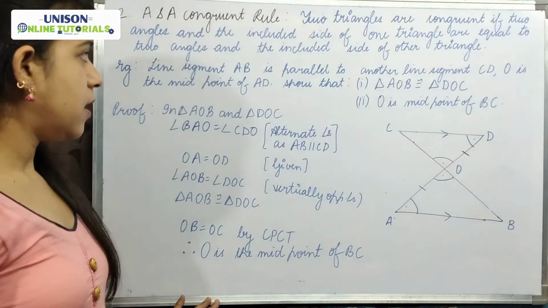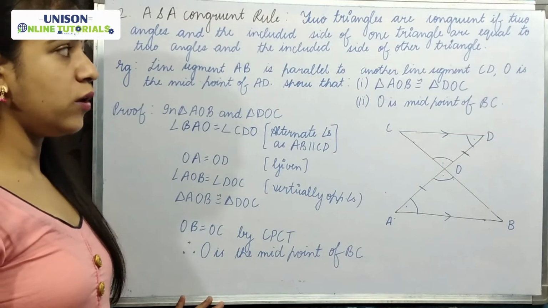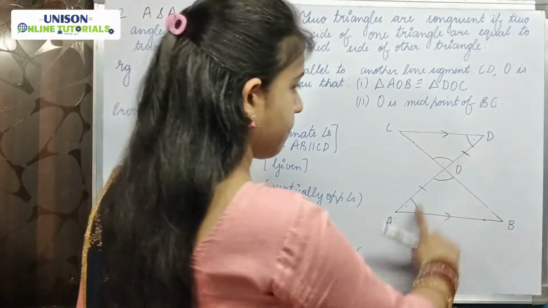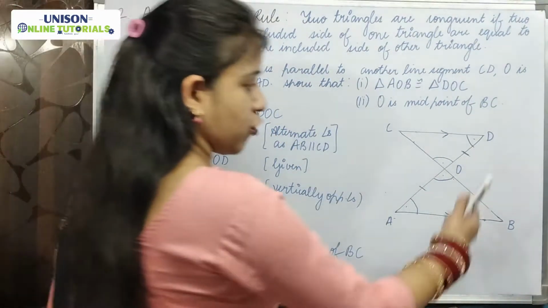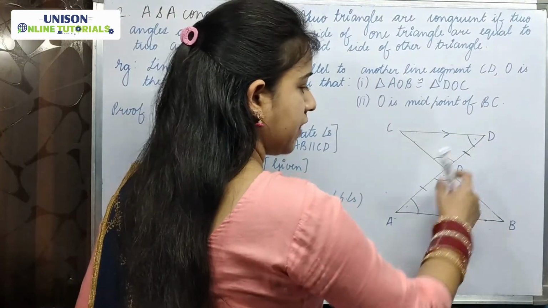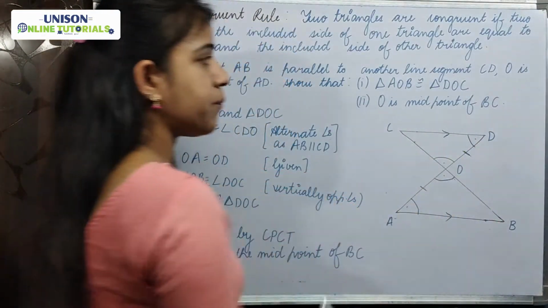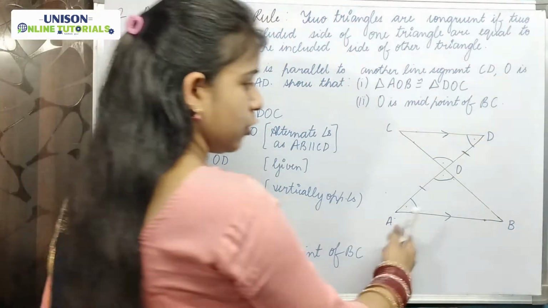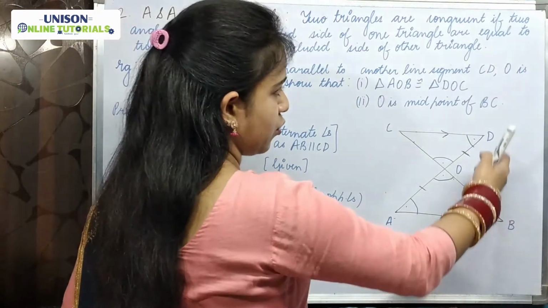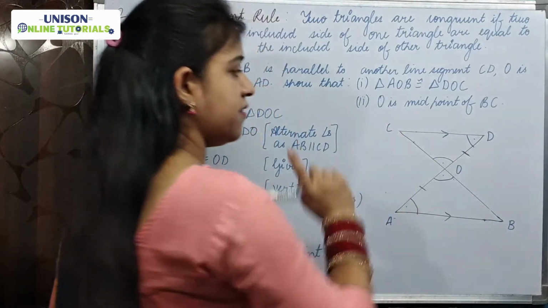So take an example. Line segment AB is parallel to another line segment CD. So here AB is parallel to CD and O is the midpoint of AD. So if O is the midpoint of AD, that means OA equals OD. Now you have to show that triangle AOB is congruent to triangle DOC.